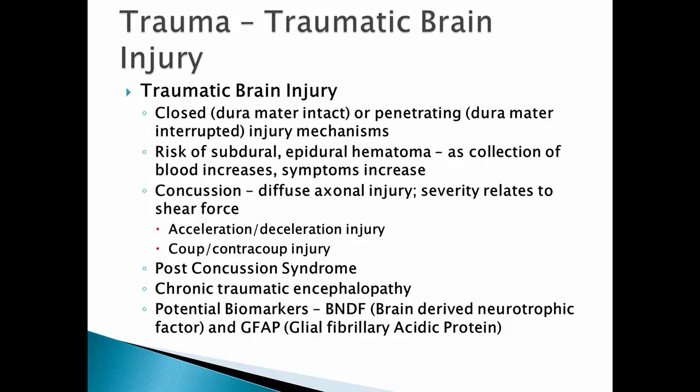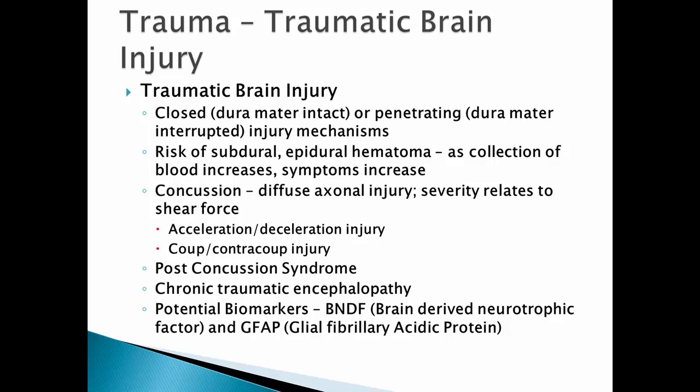Now, you know that I'm very interested in biomarkers, so I had to bring this up one more time. There's a lot of interest in potential biomarkers, and the two biomarkers that are getting a lot of interest are BNDF and GFAP. BNDF is brain-derived neurotropic factor. BNDF supports the survival of existing neurons and has a role in the growth and development of new neurons in synapses. It's very active in the hippocampus, the forebrain, and in the cortex.